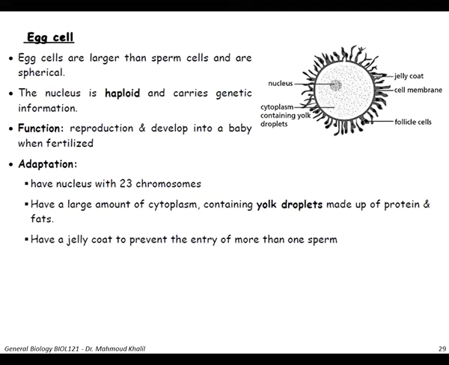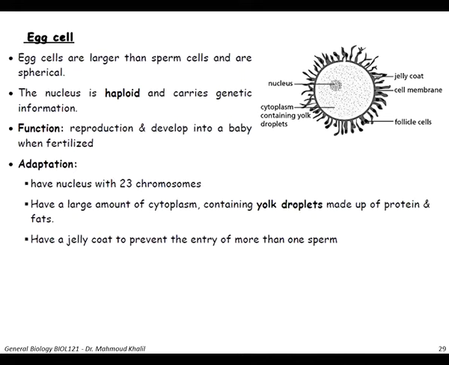The next type of specialized cells is the egg cells or the ova. The ova are larger than the sperm cells, and they are spherical. Their nucleus, of course, is haploid, and carries the genetic material. What is the meaning of a haploid cell? Haploid means the ovum or the egg cell contains half of the genetic material, because it needs the other half of the genetic material from the sperm. Of course, it functions in reproduction and develops into a baby when fertilized.